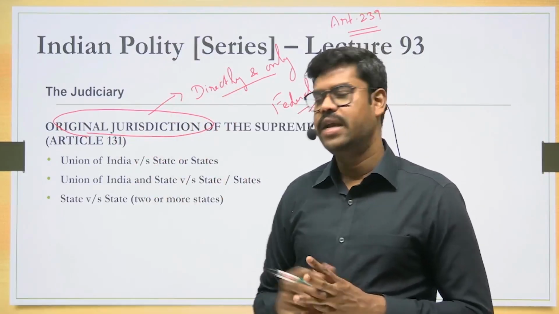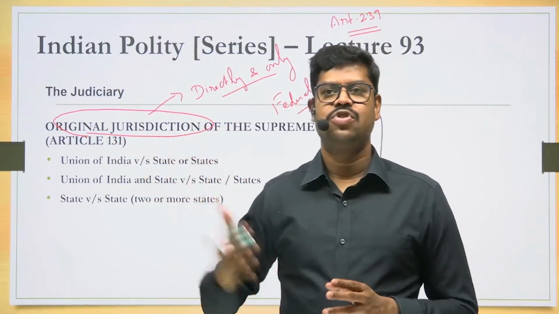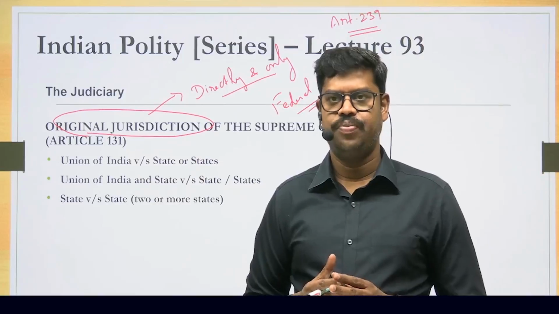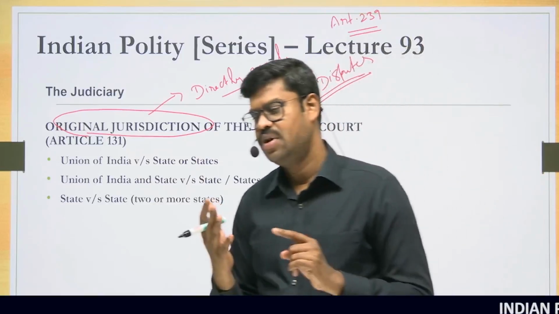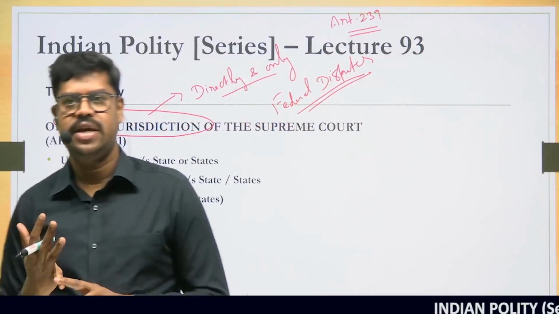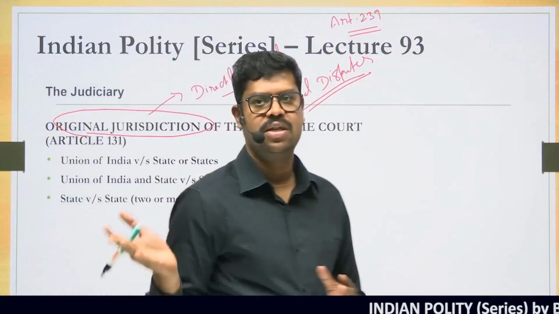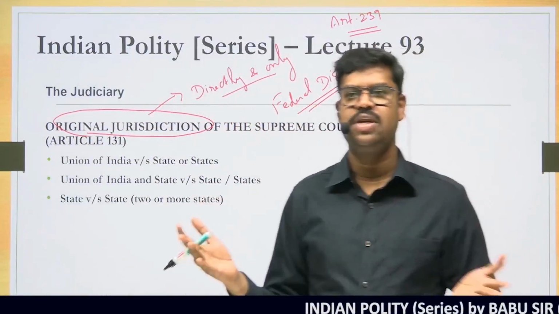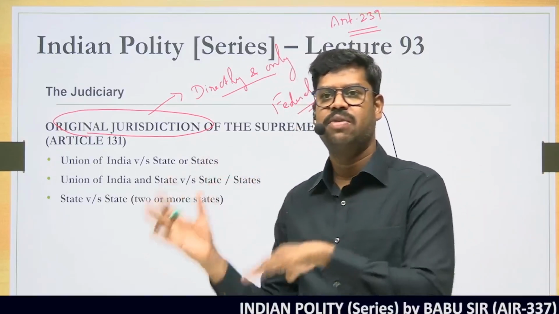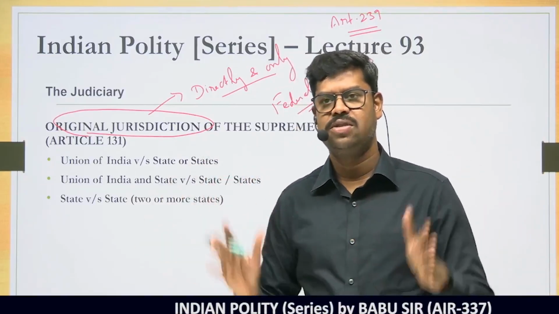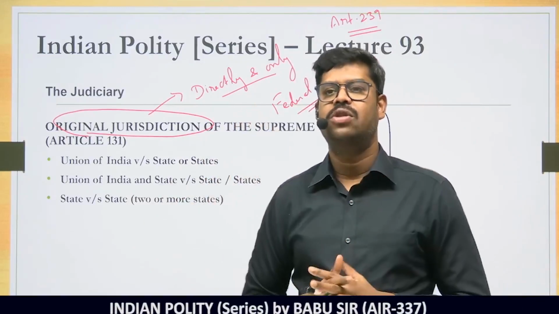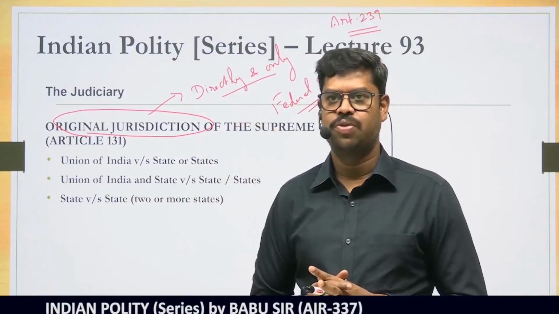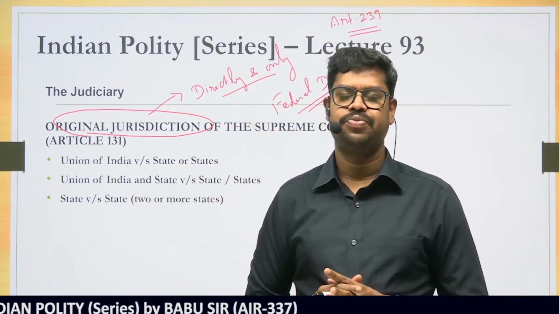So what are the cases in which the dispute shall lie in front of the Supreme Court under its original jurisdiction? That is, in case of a dispute between the center versus a state, center and some of the states on one side, the other states on the other side, state versus state, some of the states on one side, some of the states on the other side. In all these cases, the dispute falls under the original jurisdiction of the Supreme Court. So I hope this is clear to all of you.